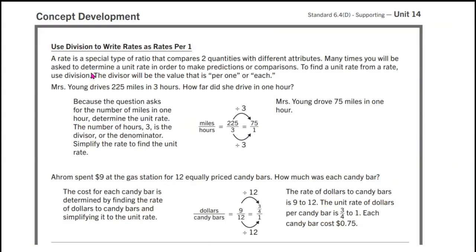Now let's go to page 140. We're going to use division to write rates as rates per 1. A rate is a special type of ratio that compares 2 quantities with different attributes. Many times you will be asked to determine a unit rate in order to make predictions or comparisons. To find the unit rate from a rate, use division. The divisor will be the value that is per 1 or each.